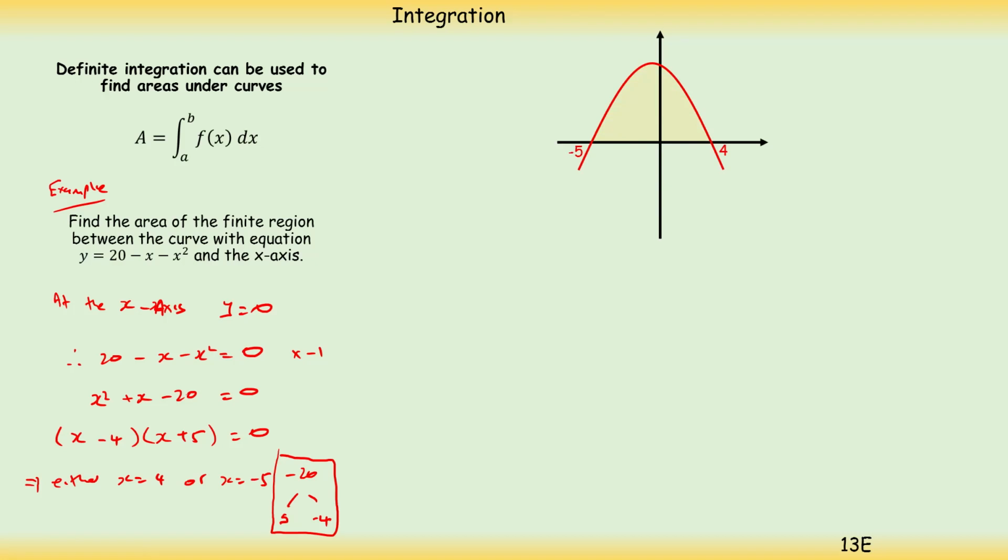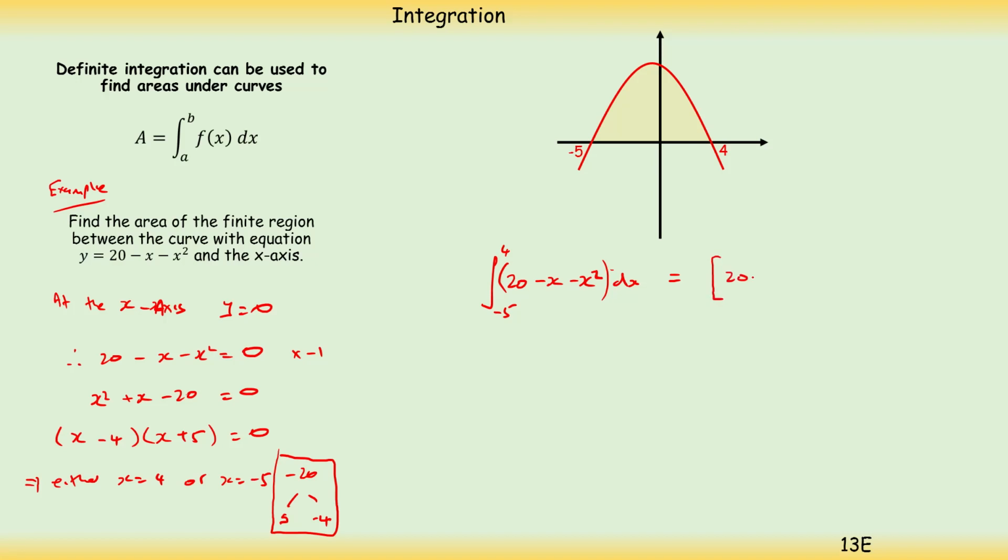X is equal to 4 or minus 5. Now we want to find the area under the curve there. So we integrate 20 minus x squared with respect to x. That's squared, by the way. It's better to put brackets around it. From minus 5 to 4. It's going to be equal to, when we integrate, square brackets because it's a definite integral.